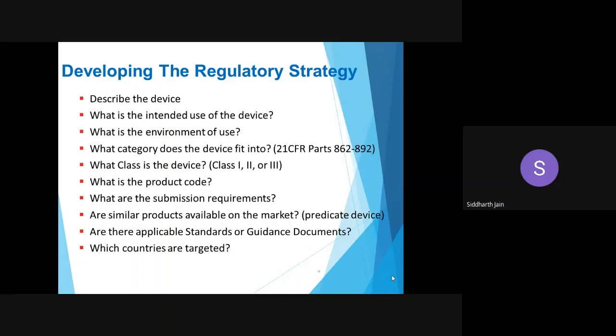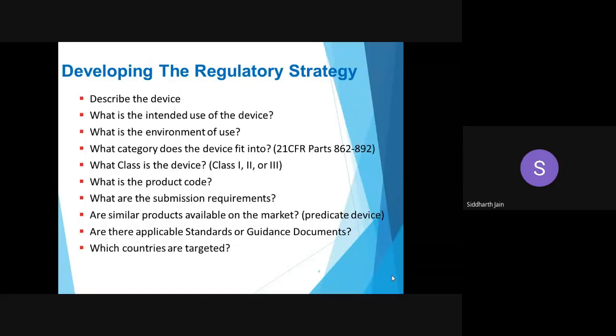What are the submission requirements? What similar products are available on the market? If the product already has a predicate device, then the process of 510K, or registering your device in the USA, will become faster. So the identification of a predicate device is very important for any sort of device.